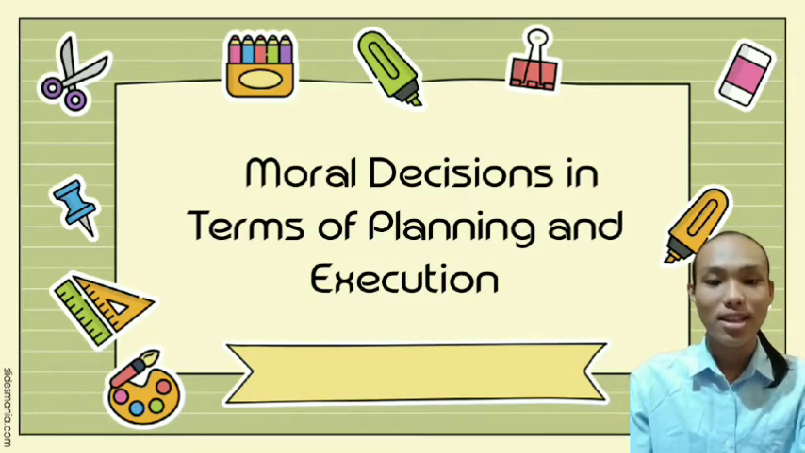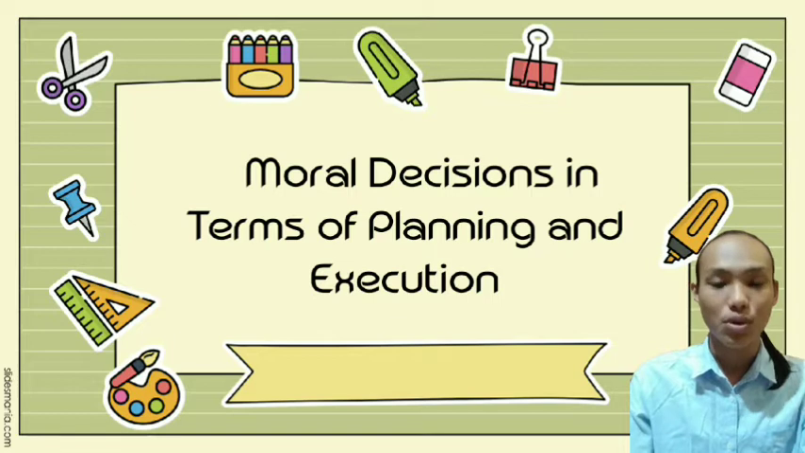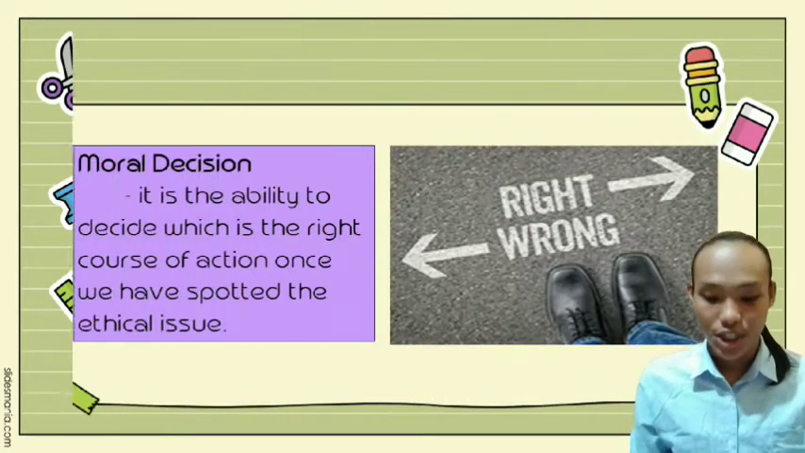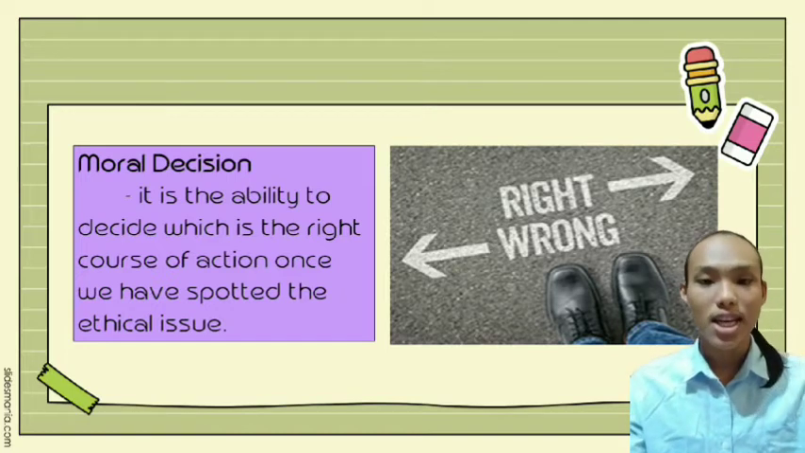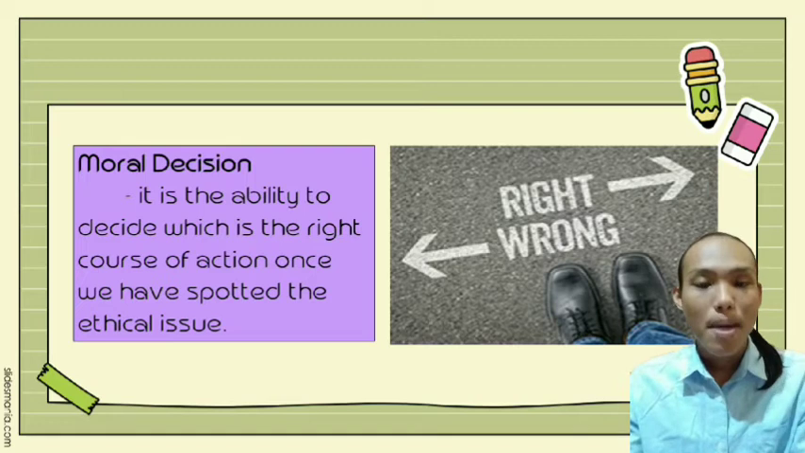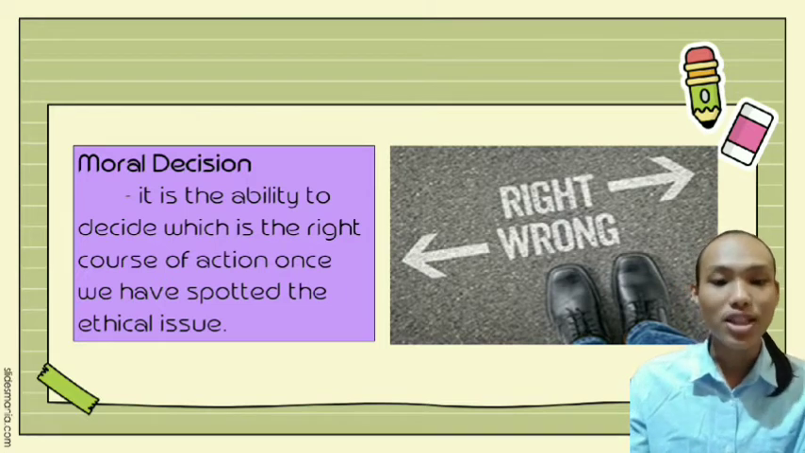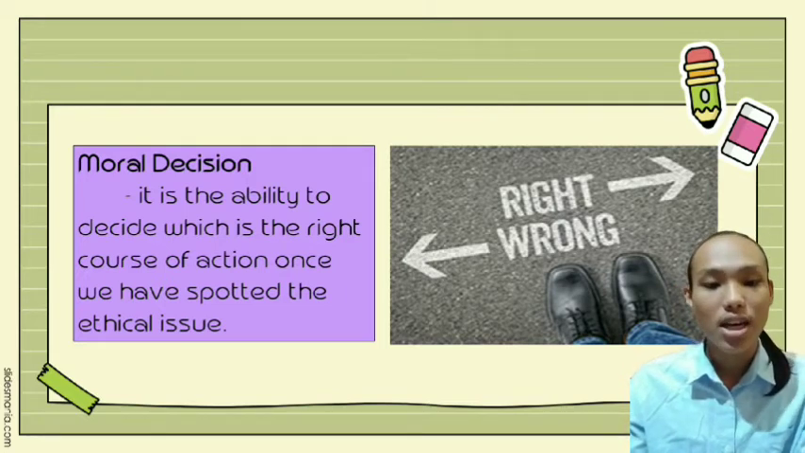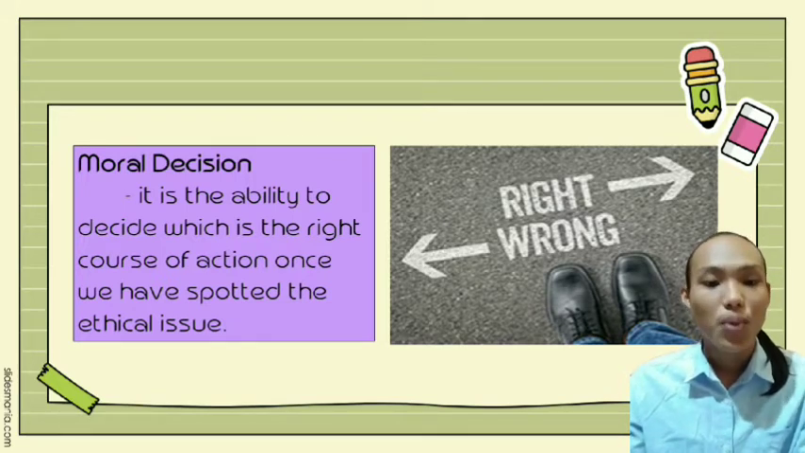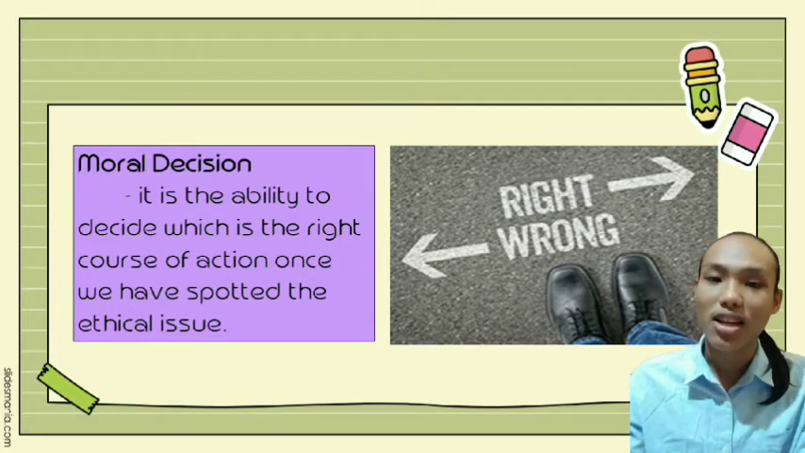Moral decisions in terms of planning and execution. So what is a moral decision? A moral decision is a choice based on a person's ethics, character, and what they believe is proper behavior. It is the ability to decide which is the right course of action once we have spotted the ethical issue.